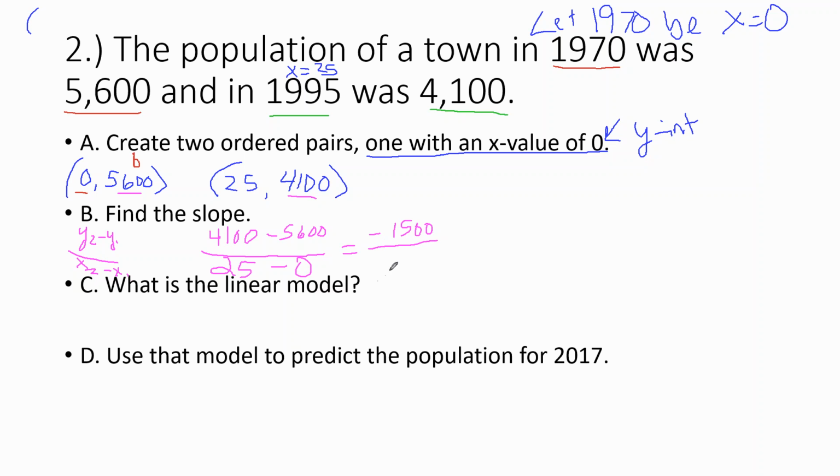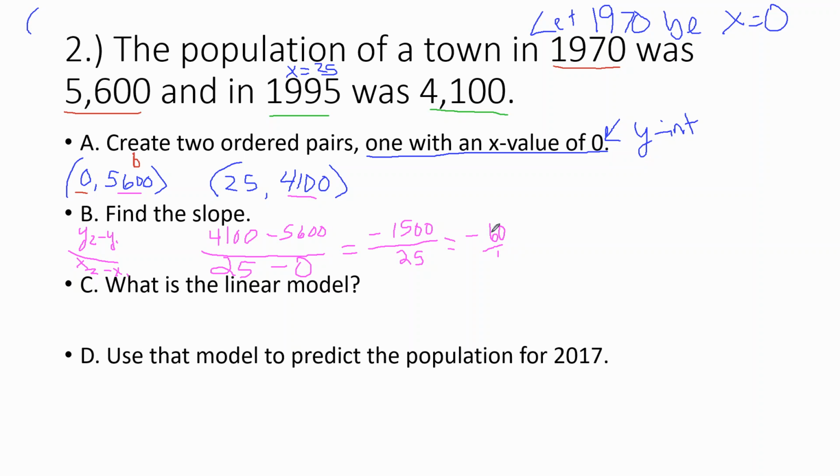So we have negative 1,500 over 25. And we can continue to reduce that, and we should get negative 60 over 1. And you can just write that as negative 60 if you would like. But I want to talk about what that means.